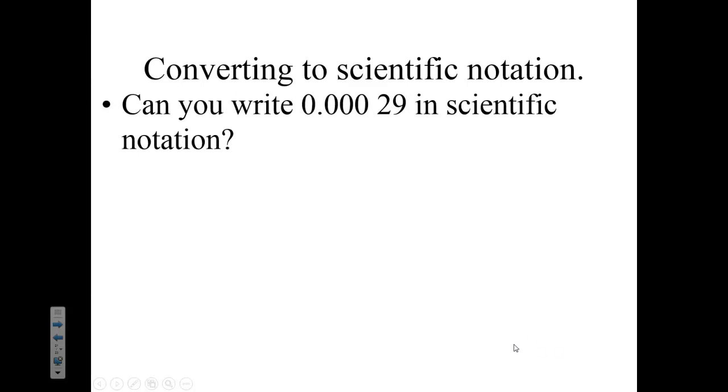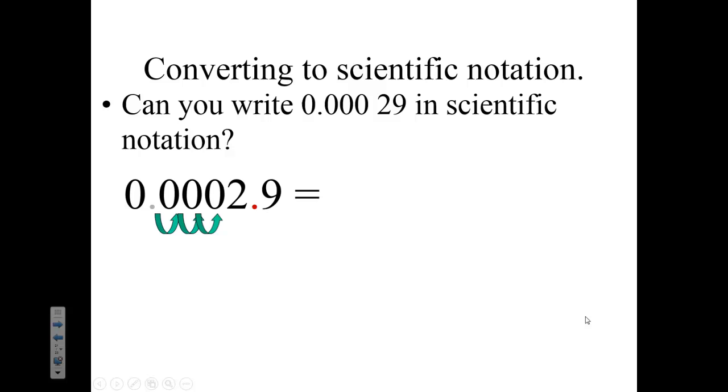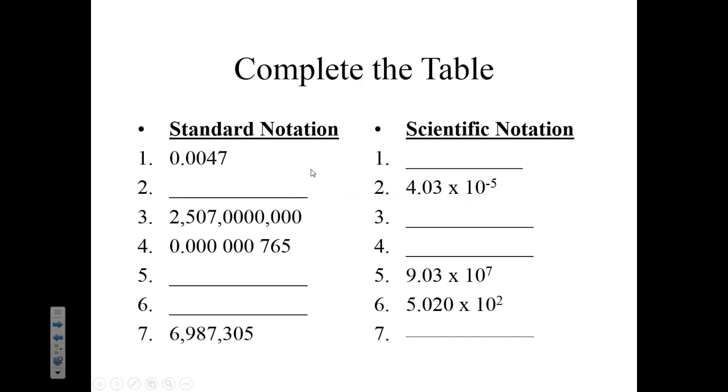All right. And so can you write this number in scientific notation? Let's give it a run. Here we go. We're going to scoot the decimal down 1, 2, 3, 4 places. This is a number that's less than 1. Remember, that means that we're going to have a negative exponent, and we shifted the decimal 4 places. So 2.9 times 10 to the negative 4 is the same as 0.00029.